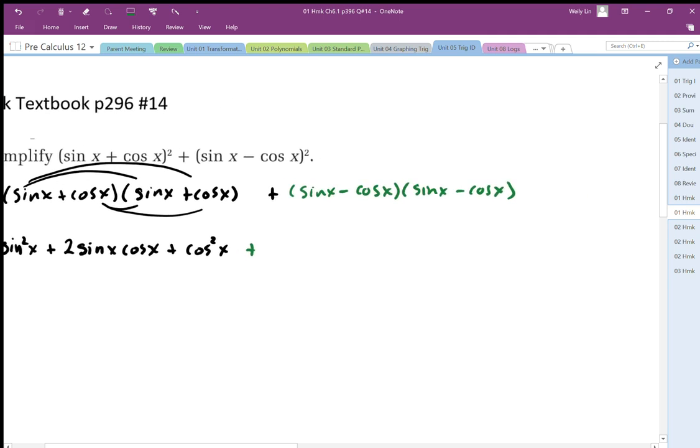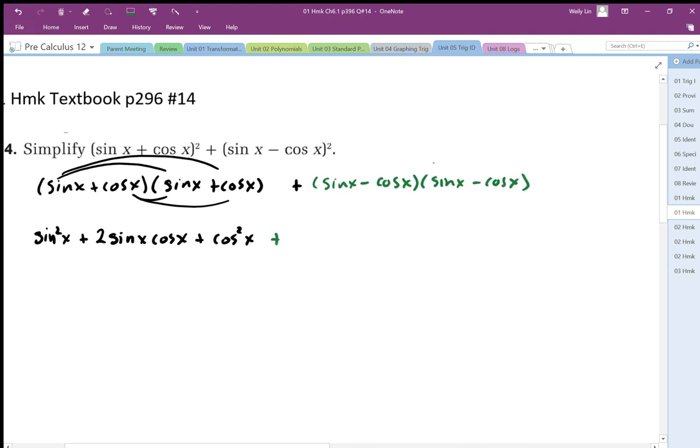And again, we have to remember to distribute this. First, outside, inside, last. So first is sine times sine, or sine squared. Outside is going to give us negative sine x cos x. The inside will give us negative sine x cos x. So we end up with negative 2 sine x cos x. And then negative cos x times negative cos x is going to give us positive cos squared x.